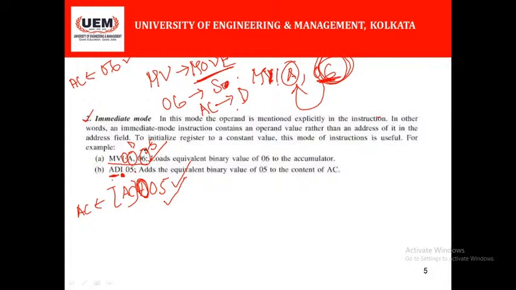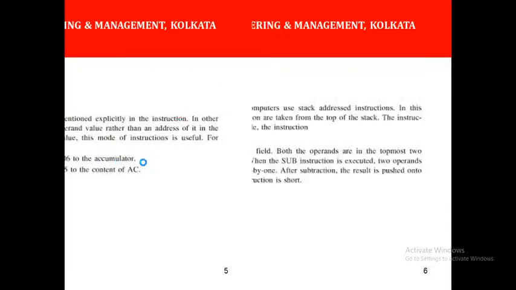So look at that. There are two address fields or operand fields here. One is represented by A, another is represented by 06. Look at that. There is only one address field, and that is being replaced by the data or the operand, that is 05 here. So this is directly specified. This is immediately specified. So that is why it is in immediate addressing mode.